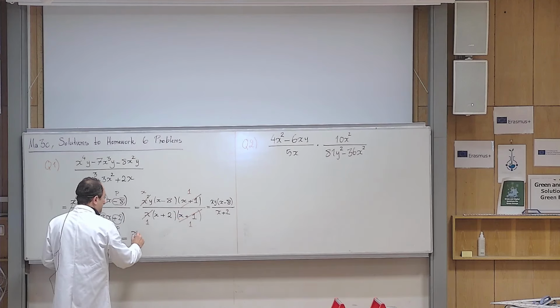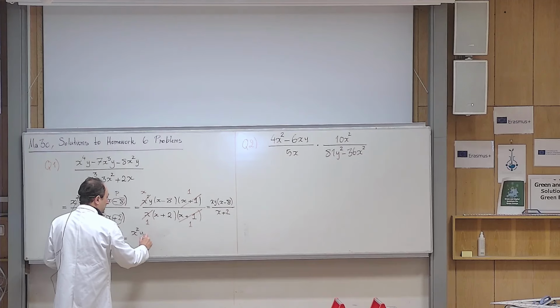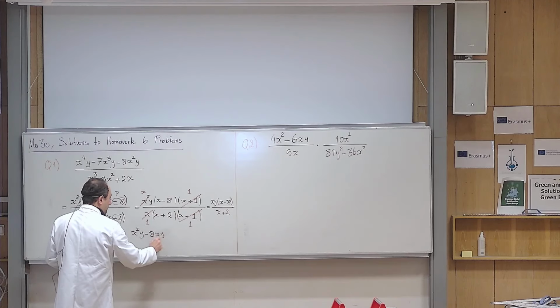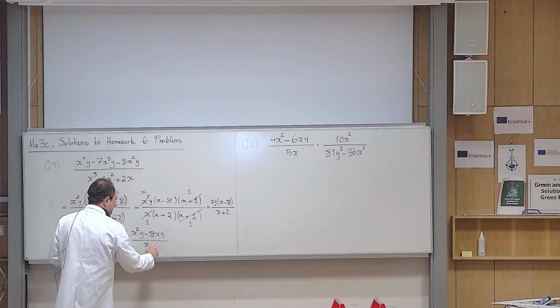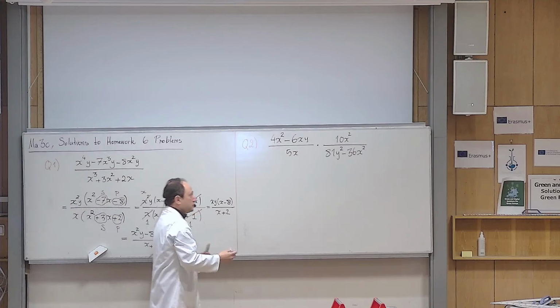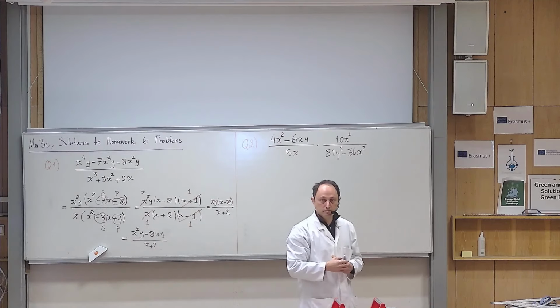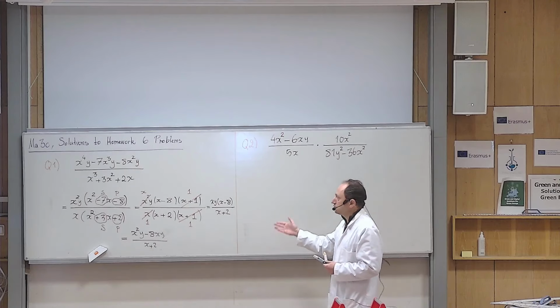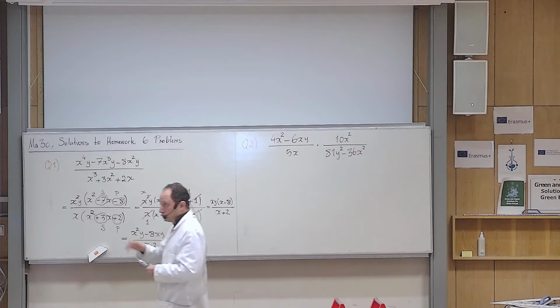So I will multiply it back. It becomes x squared y minus 8xy divided by x plus 2. I prefer to stop here, but that is also completely okay. Any questions? So the majority of you did this one correctly, okay?